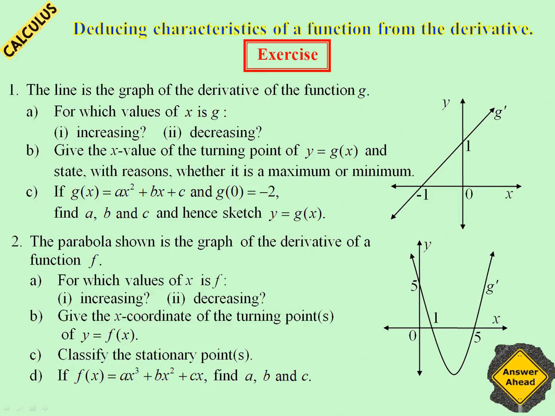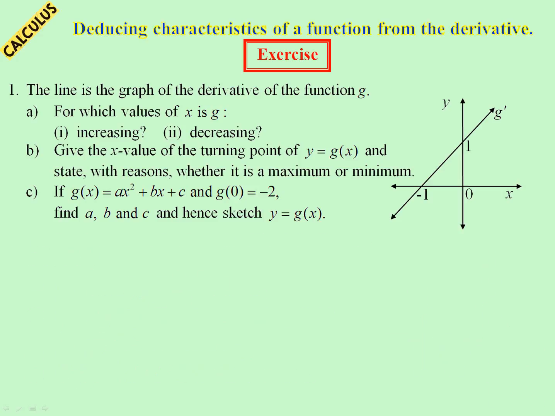Some exercises for you to try. Pause, do them first, then go through the answers. This is the derivative. For what values of x is g, not g prime, g increasing? Well, g is increasing when this is positive, above the x-axis, greater than -1. Decreasing when it is below the x-axis, to the left there, less than -1.